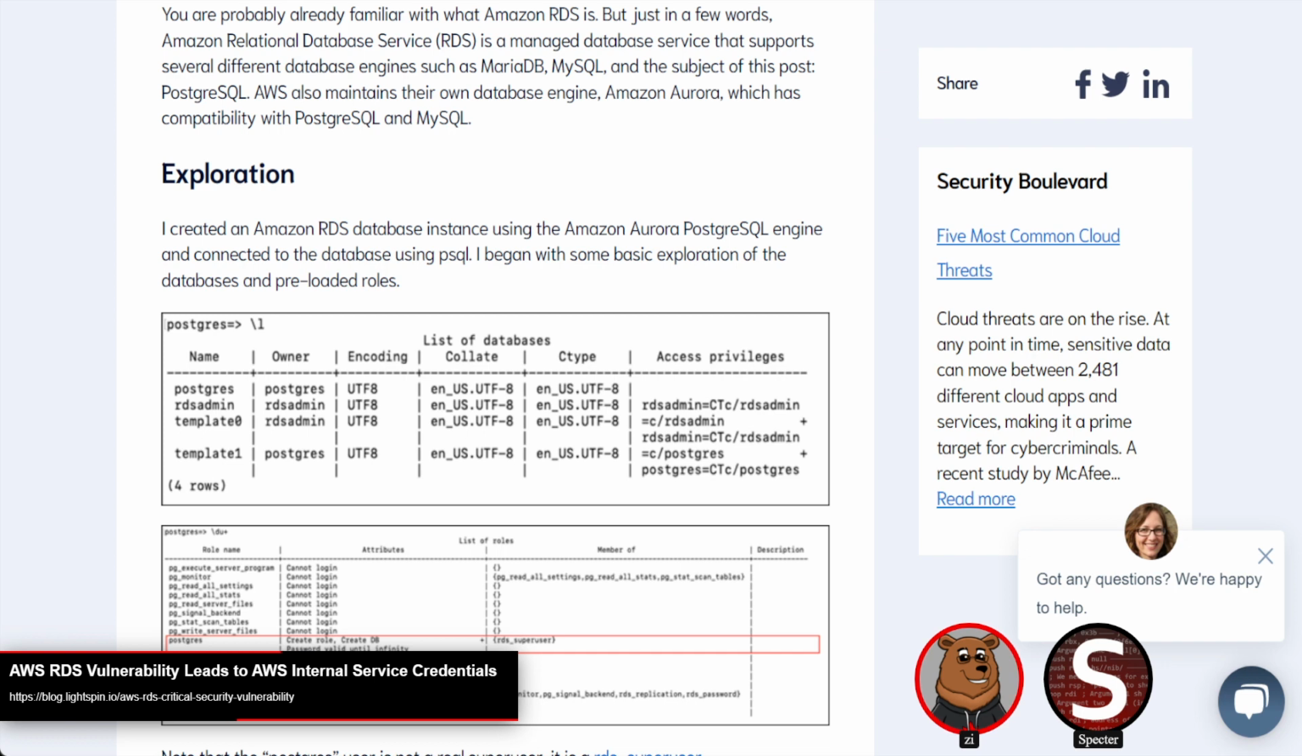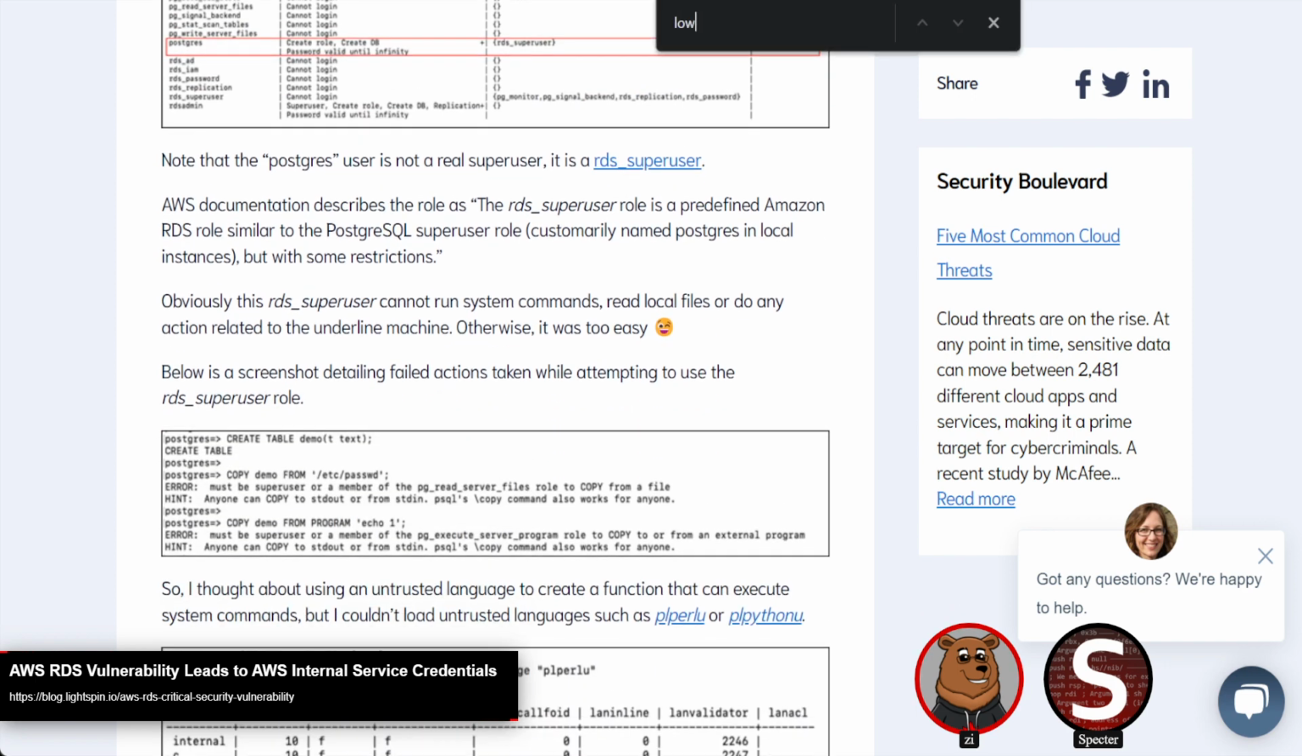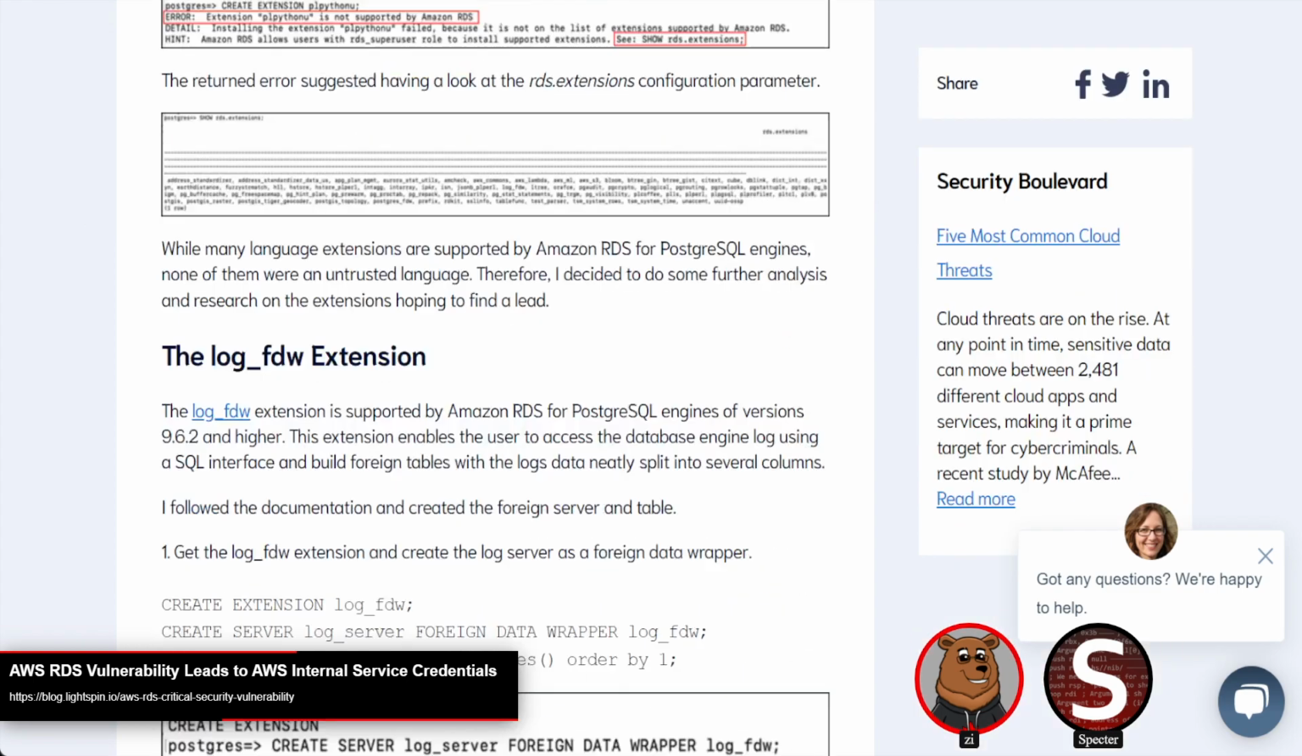But they did find one of these extensions that was allowed was the log FDW, I believe. Yeah, it was the log FDW foreign data wrapper. I was just trying to Control F, but I can't type today.